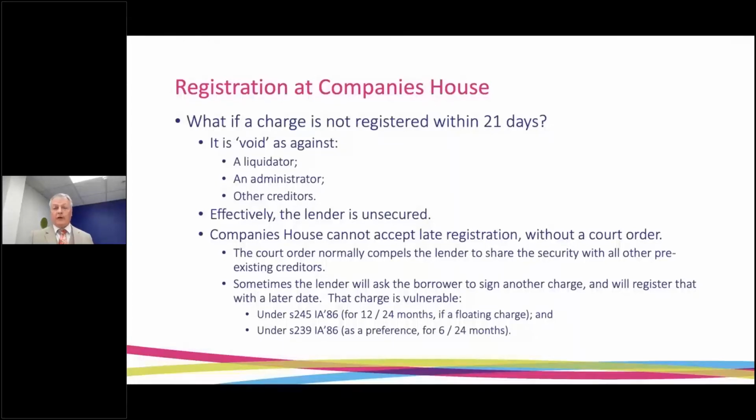Companies House has no discretion to accept late registration. If the charge is delivered on day 22, it will not be registered without a court order. And getting a court order for late registration is problematical because the court order will normally order the lender to share their security with all other pre-existing lenders, all other pre-existing creditors. So they will not be the only party entitled to that security.